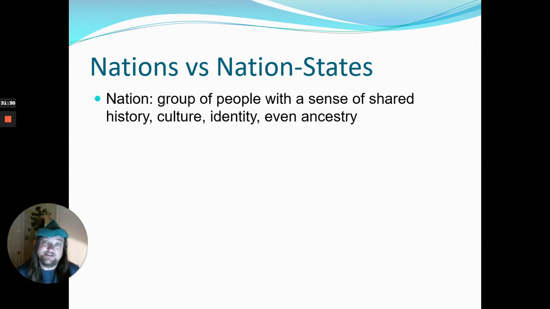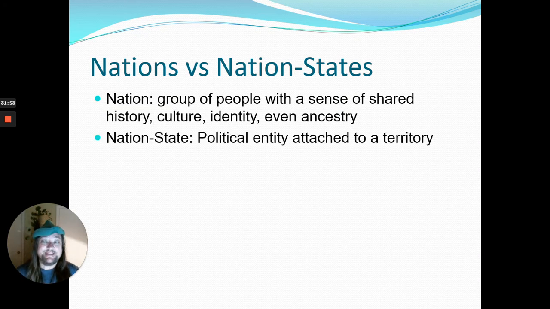So anthropologically and sociologically, what nation means is a group of people with a sense of shared history, culture, identity, and even ancestry. Okay, so when you hear some francophones in Quebec refer to themselves as a nation, that's why. Same thing with First Nations. Nation state is a political entity that is attached to a territory. Okay, so Canada, France, places like that.